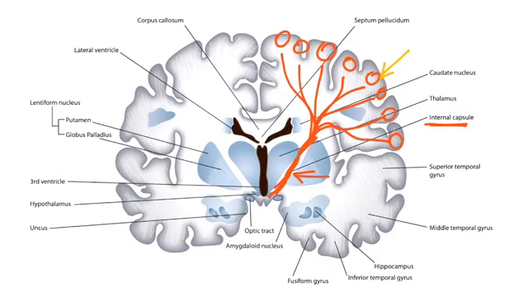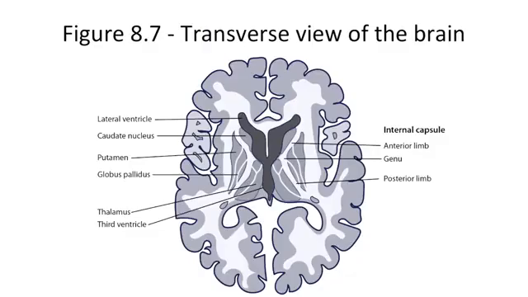Okay, let's look at a transverse section of the brain. This is figure 8.7, which shows a transverse section of the brain. Recall that a transverse section is achieved by cutting from the anterior part of the brain to the posterior part of the brain, such that we're able to view the brain from above. So this is anterior, and this is posterior. As we can see, the internal capsule is this region right here.